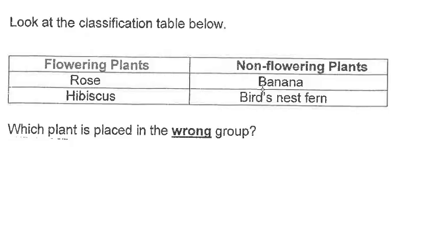Think of any fruit. The durian is a fruit. It comes from durian flowers. The mango comes from the mango flowers, and so on and so forth. Anything that has a fruit, anything that is a fruit, comes from flowers. Okay. Now the last plant is the bird nest fern.